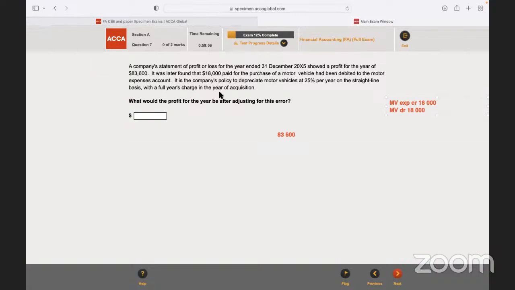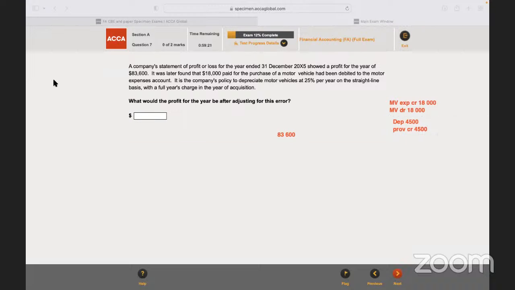And now they are telling it is the company policy to depreciate vehicles by 25% using straight line method. Now that you have a vehicle in hand, you should charge 25% on this vehicle. When you charge 25% on 18,000, the answer is 4,500. So what's the double entry for depreciation in accounting? Depreciation account debit 4,500. Provision account credit 4,500. So these are the two double entries that you have to set for the question.